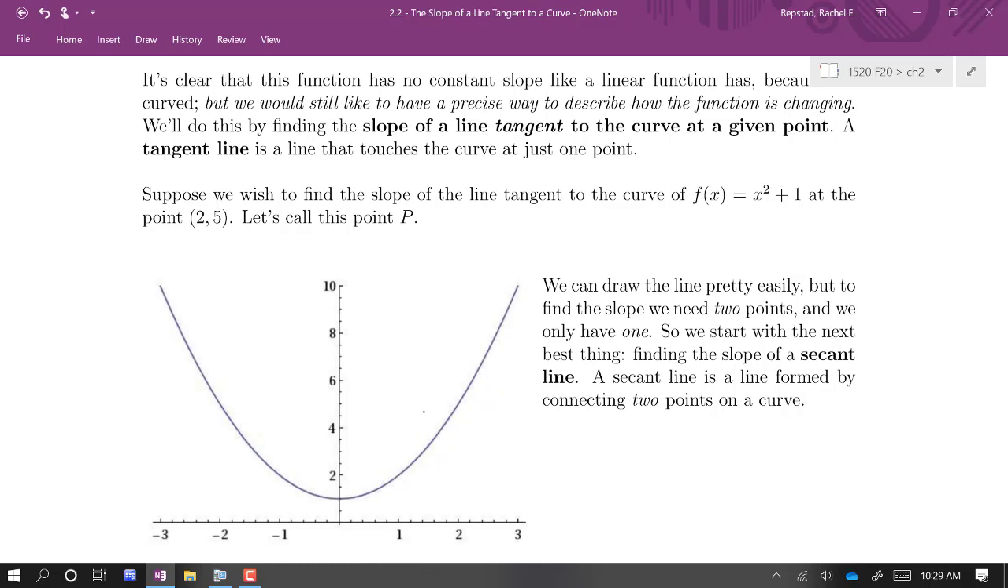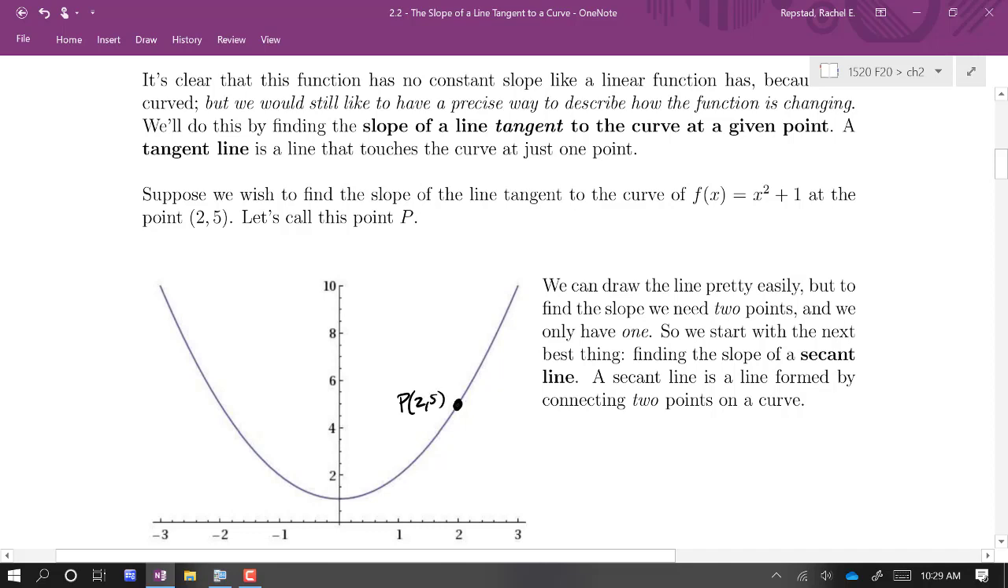So if we find a slope of a line that's tangent to a curve at a particular point, that'll tell us how the curve is changing right at that point. So let's begin. Here's the same function, and let's focus on this point here at, say, 2, 5. I'll call this point P.